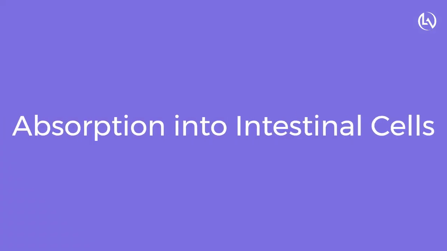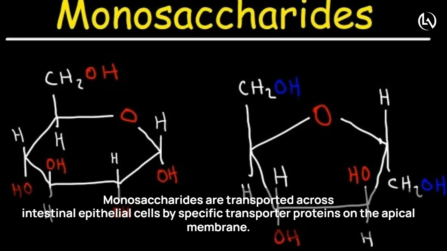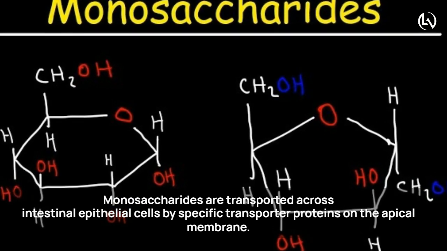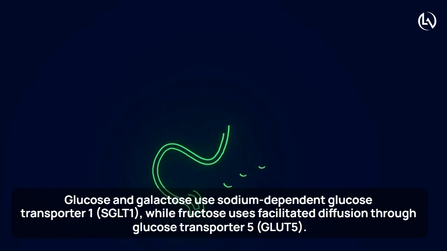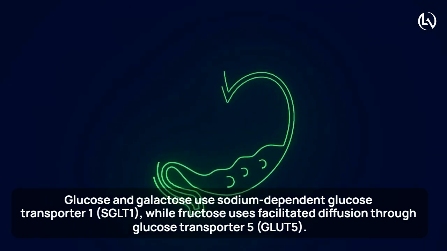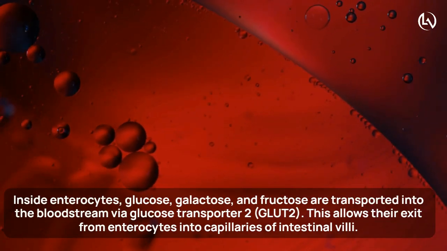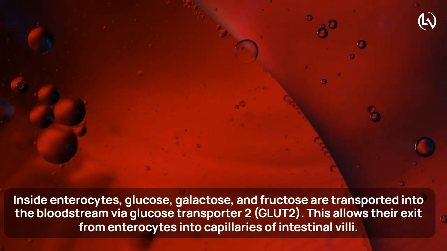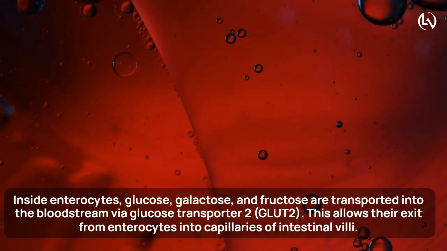Absorption into intestinal cells. Monosaccharides are transported across intestinal epithelial cells by specific transporter proteins on the apical membrane. Glucose and galactose use sodium-dependent glucose transporter 1, SGLT1, while fructose uses facilitated diffusion through glucose transporter 5, GLUT5. Transport to the bloodstream. Inside enterocytes, glucose, galactose, and fructose are transported into the bloodstream via glucose transporter 2, GLUT2.